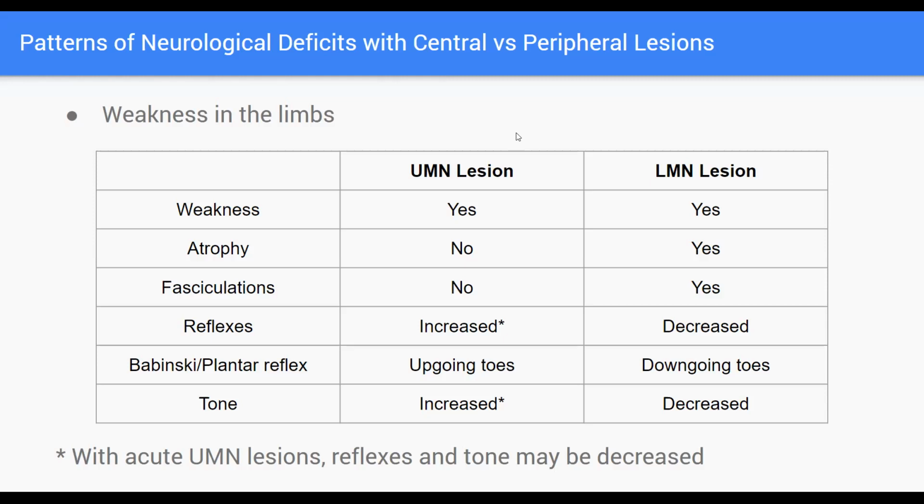That's a good question, but the lower motor neuron doesn't necessarily need the upper motor neuron to continue to exist. So it wouldn't be getting innervation really, but it doesn't need it to continue to exist. Okay, so I'll move on to the next slide.